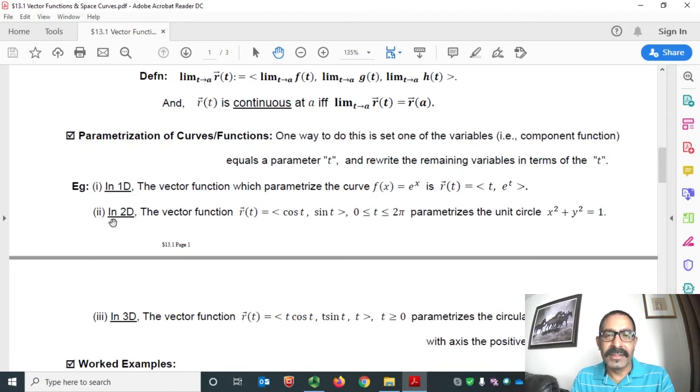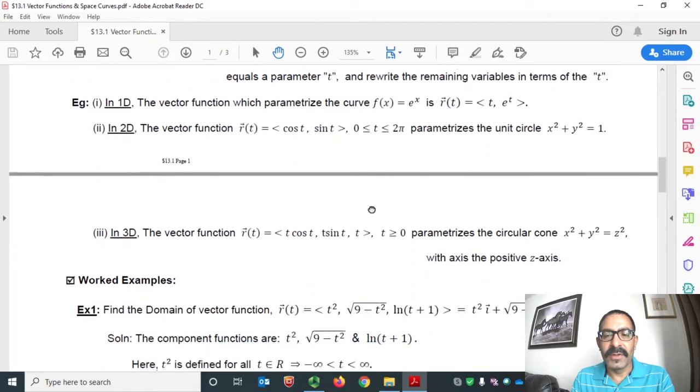Example 2, in the two-dimensional case, the vector function r(t) equals cosine t comma sine t, t between 0 and 2 pi. This parameterizes the unit circle x squared plus y squared equals 1.